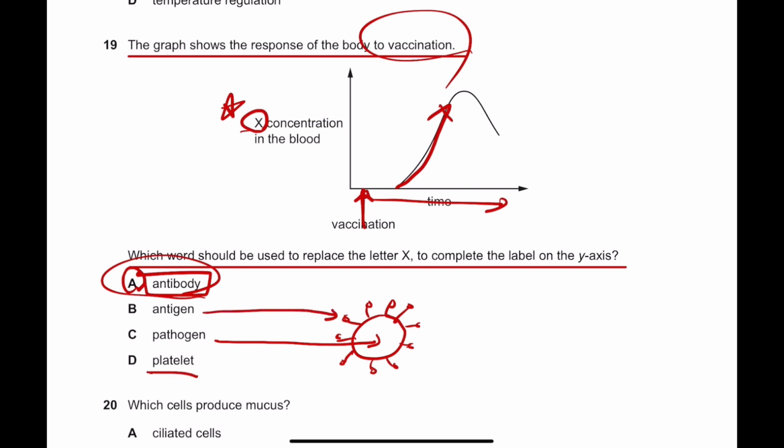Platelets are good things within our body. They help us to form the blood clots. So when we get injured, we immediately make the blood clots, and that's done by platelets. Of course, vaccination is not for making these platelets. We use it for making antibodies. So the answer is A.